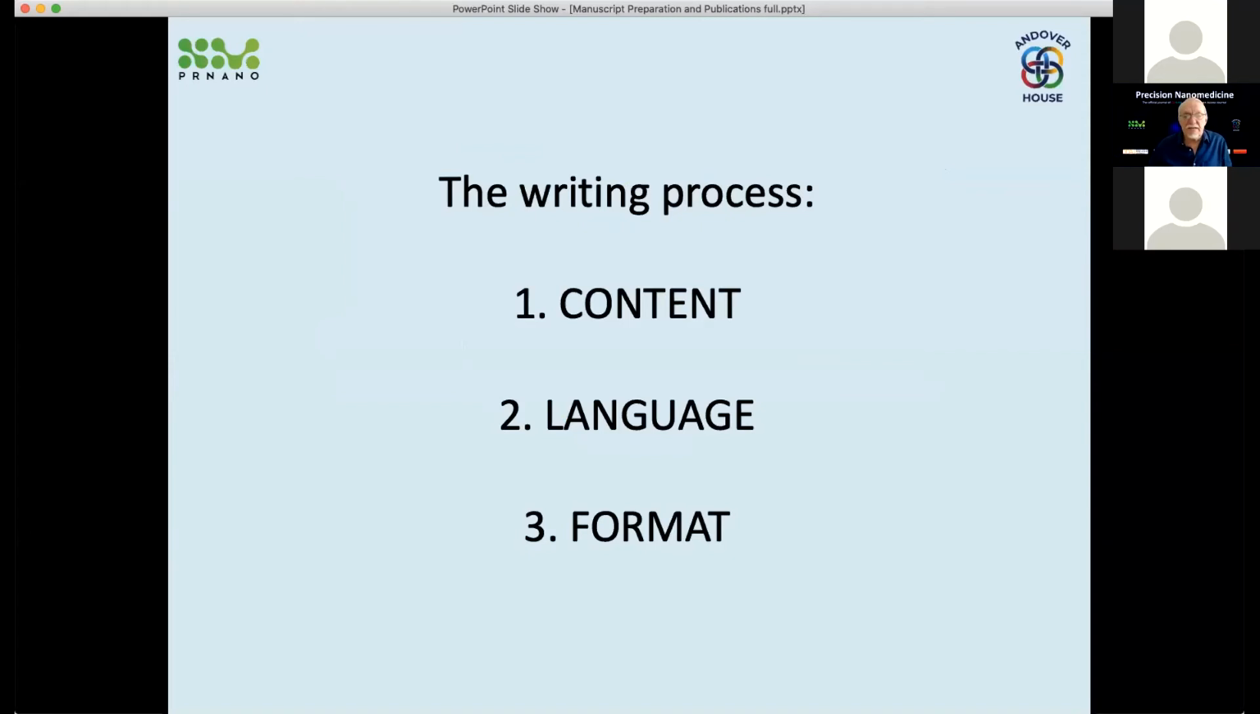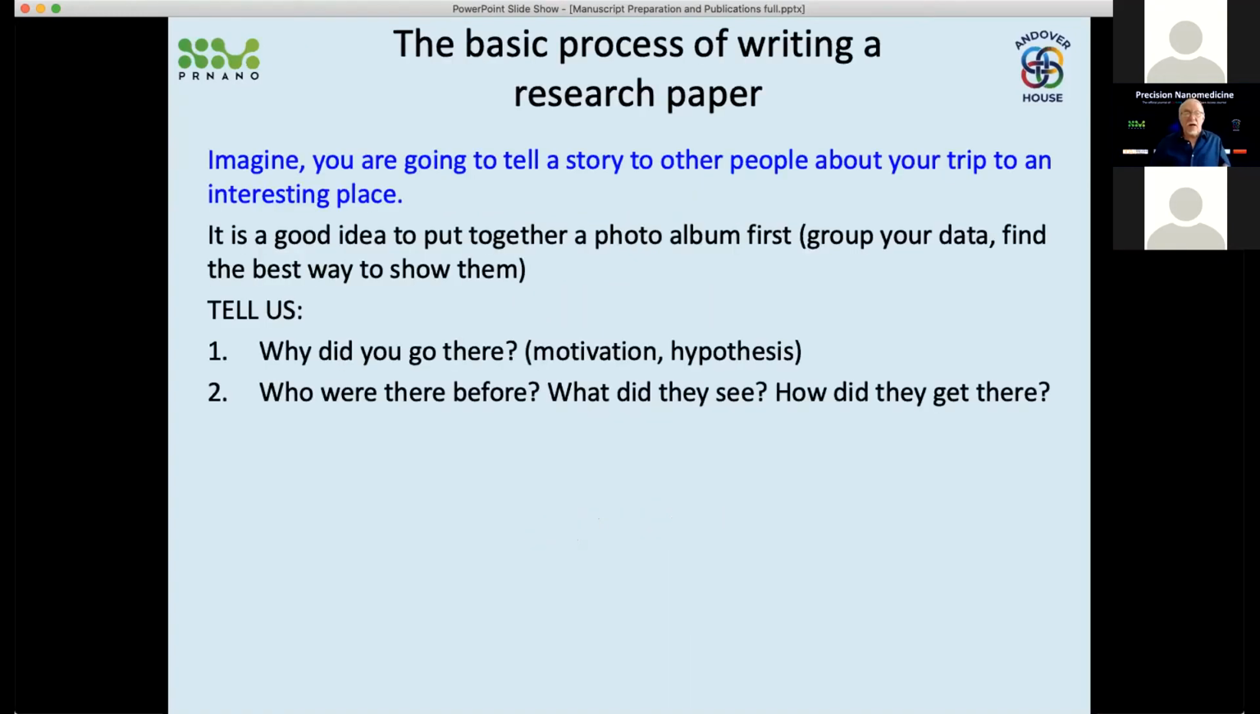The writing process: content, language, and format. What's the best way to get it? Every journal has descriptions that your manuscript should contain this, that, and this order, but all of them are the same. The best way, according to my practice, is that you imagine you're going to tell a story to other people about your trip to an interesting place you haven't been before.